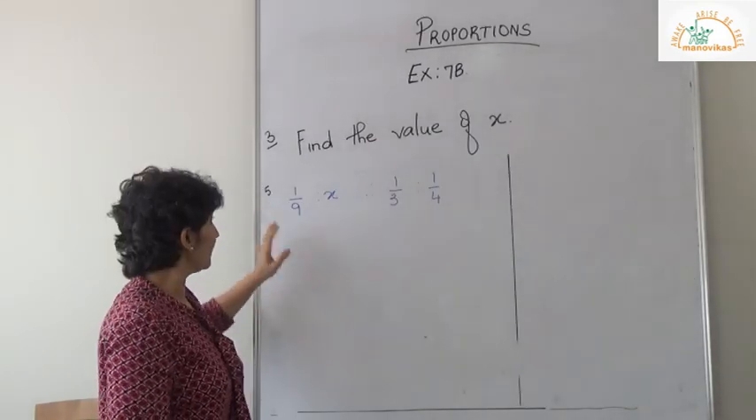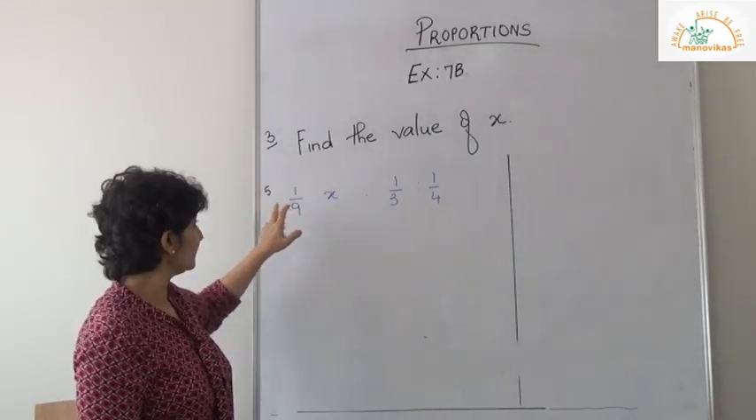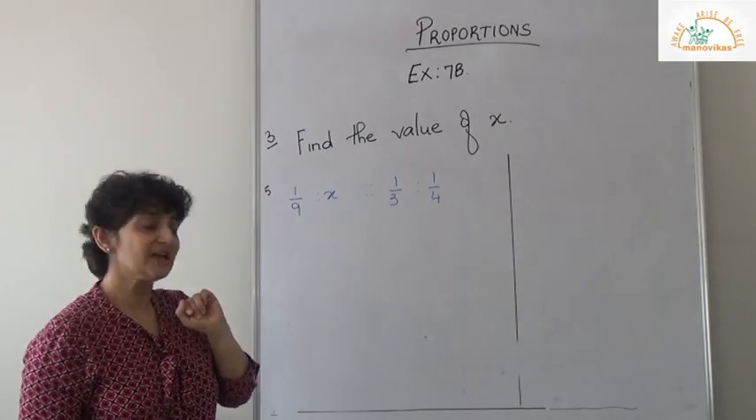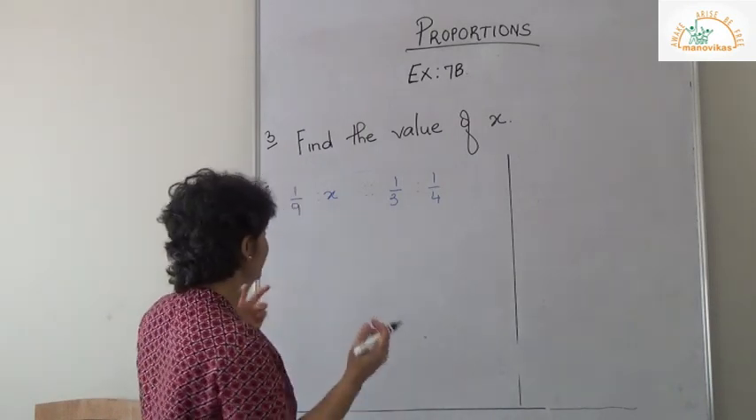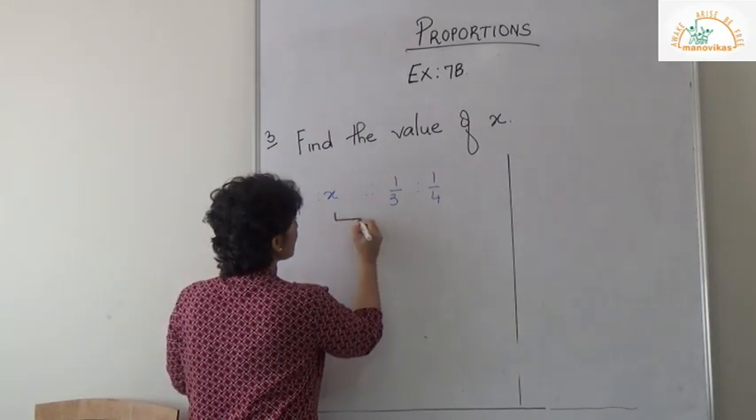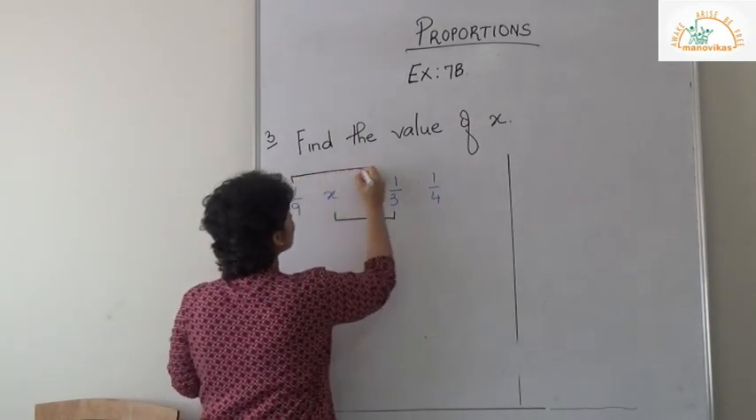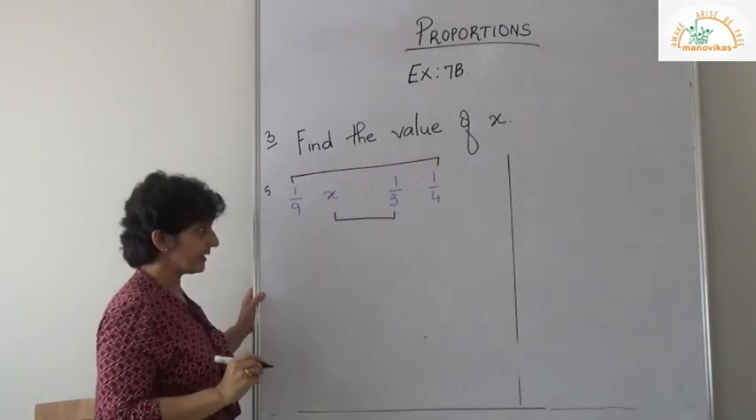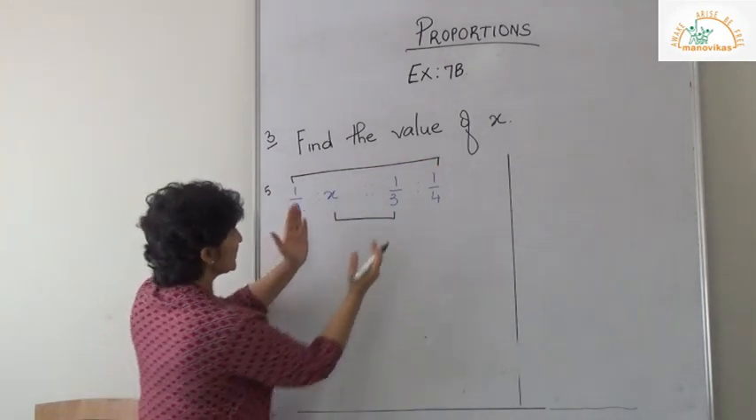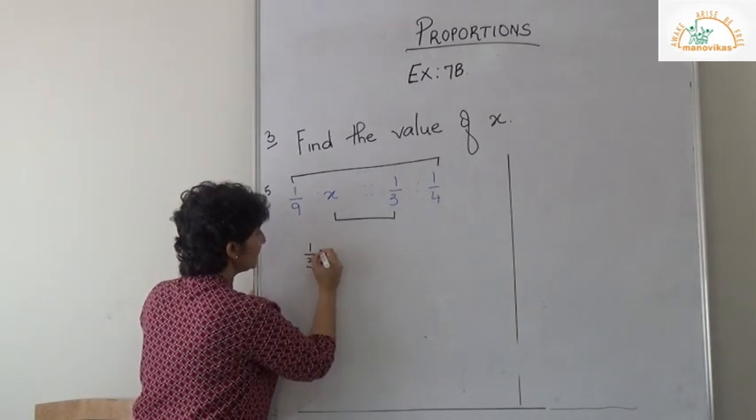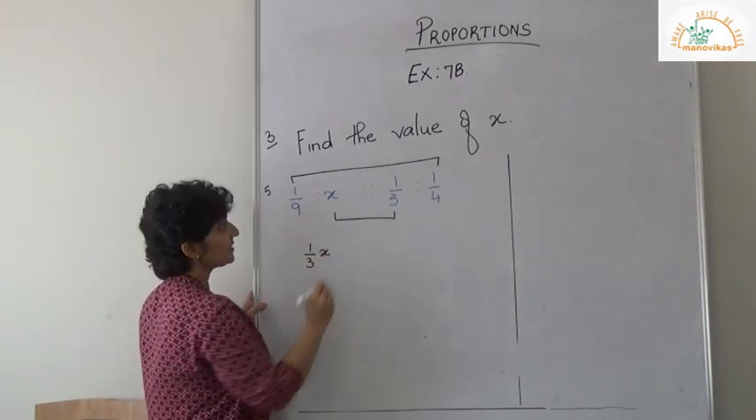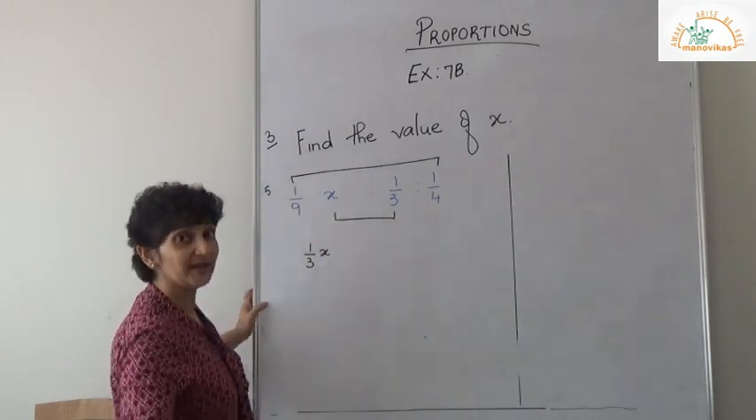Our next sum, again it's from question 3, children, the fifth one. Now this is in fraction. You have to find the value of x, so nothing changes. So it is product of the means equals product of the extremes. Where is my x? My x is here. So I get it as 1 upon 3x. Correct? Because 1 upon 3 multiplied by x.